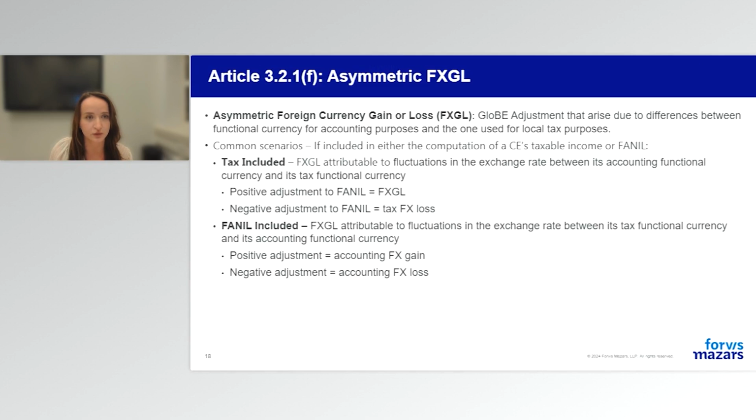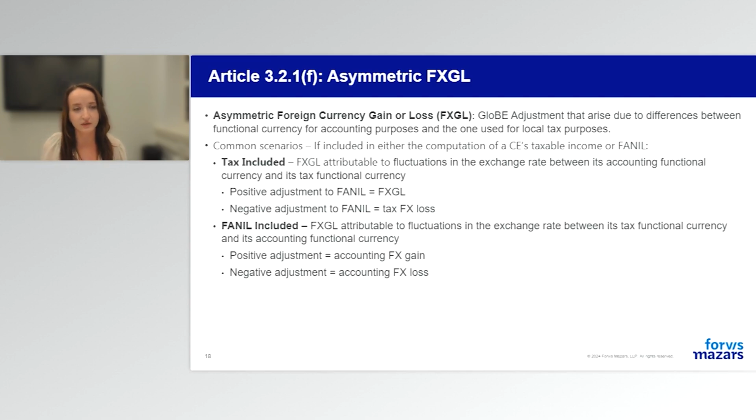The next adjustment concerns the asymmetric FXGL, the foreign currency gains and losses. These occur when there is a difference between the accounting and tax functional currency of a constituent entity. For example, the financial statements are prepared in US dollars and the tax returns are in euros. That being said, no adjustment is required if the accounting and tax currencies are the same. But when the currencies differ, there are 4 scenarios.